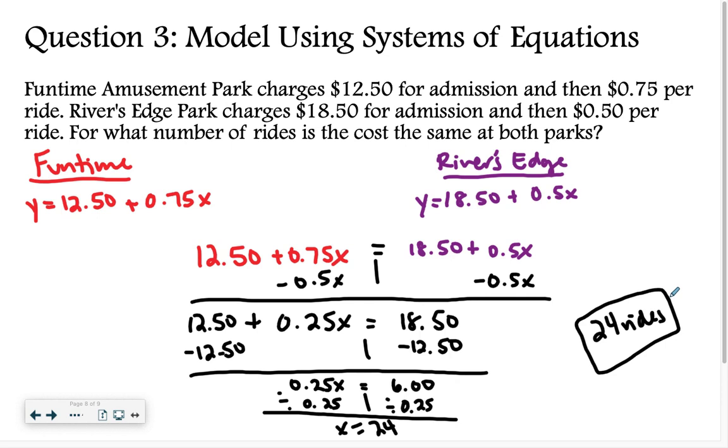And if I'm ever questioning my answer, what I can do is I can plug it into both equations. So I can plug 24 into the Fun Time equation, I can plug 24 into the River's Edge equation, and I should get the same number out of both of those.